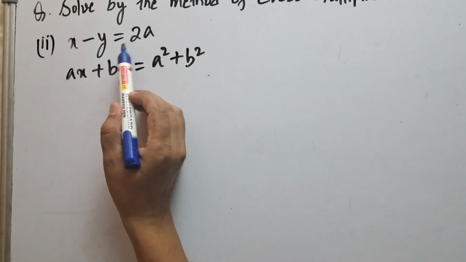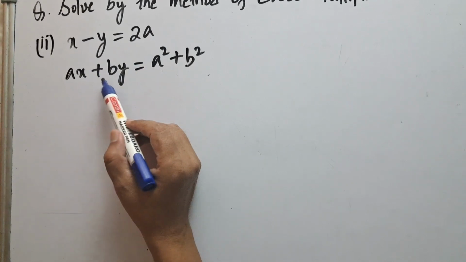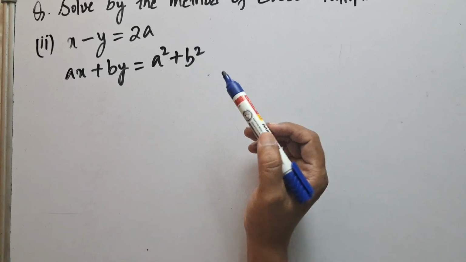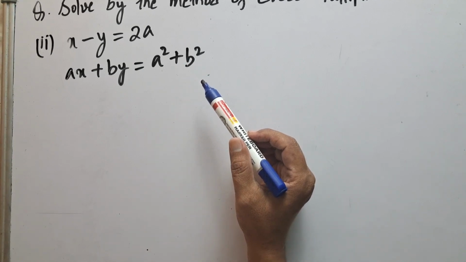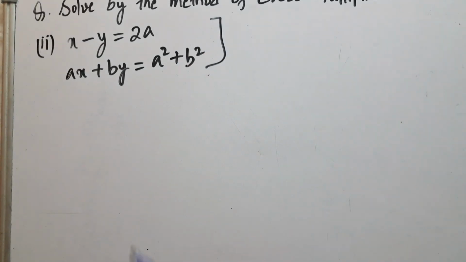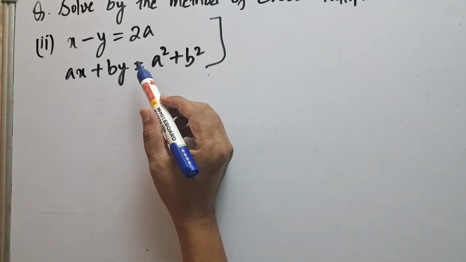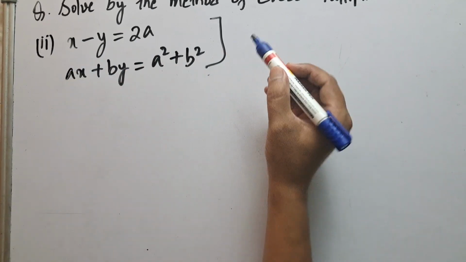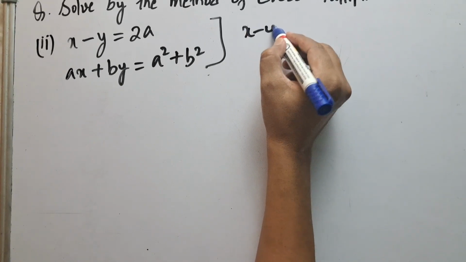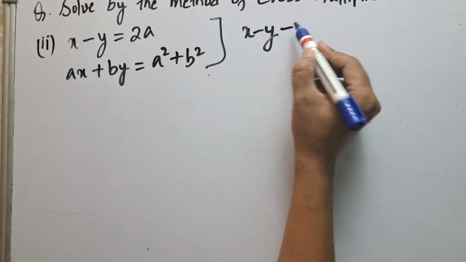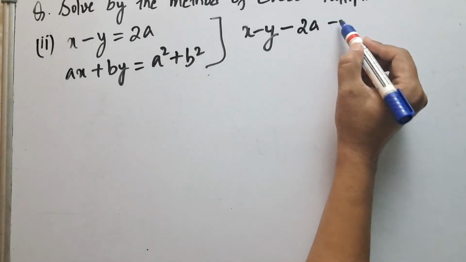X minus y equal to 2a, this is equation 1. Ax plus by equal to a square plus b square, this is equation 2. Here we have x and y as variable and a and b are constant numbers, okay? So let's solve this by the method of cross multiplication. To solve this by the method of cross multiplication, what we do is we bring everything to the left hand side first, okay? So this is equation 1, x minus y, and 2a is in the right hand side, so when we bring to the left hand side becomes minus 2a equal to 0.